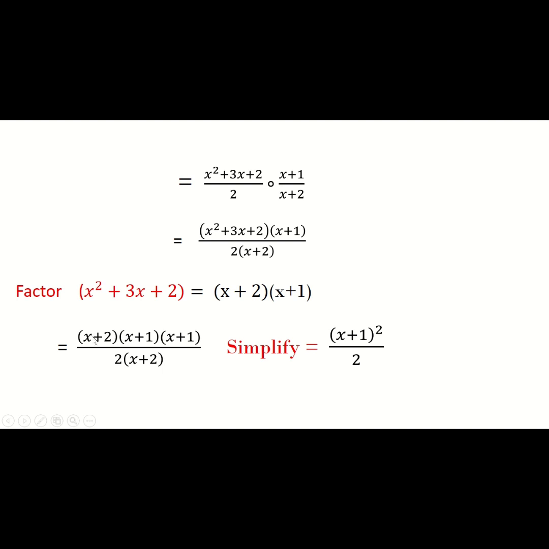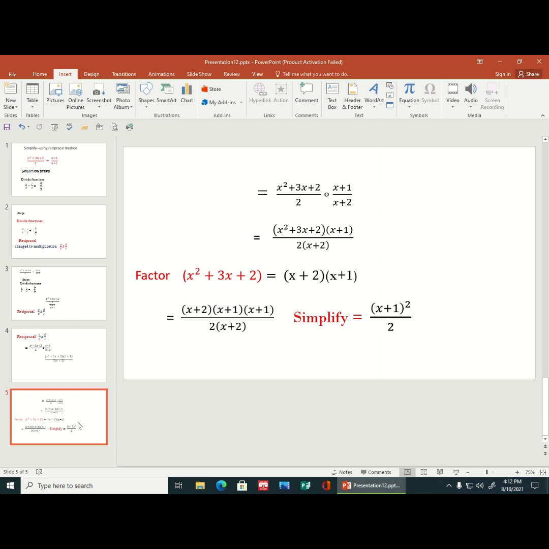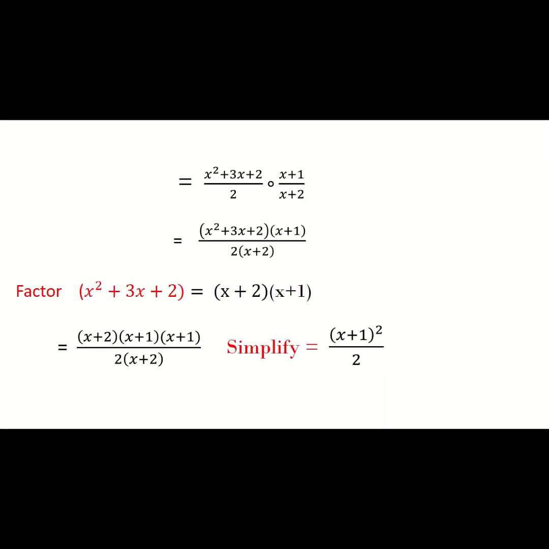So the x plus 2 on the top will go with the x plus 2 on the bottom, so it cancels. It's left with 2, you remain with 2 here. So you're going to multiply (x plus 1) times (x plus 1), and that's how you get here. So it became (x plus 1) to the power 2 divided by 2. So take a look again.